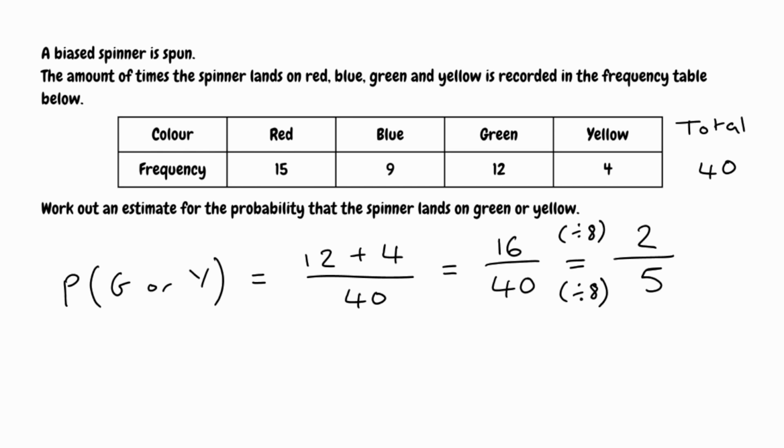So for our relative frequency, which is the estimated probability that the spinner lands on green or yellow, we've got 2/5. And that'd be our answer for that one.